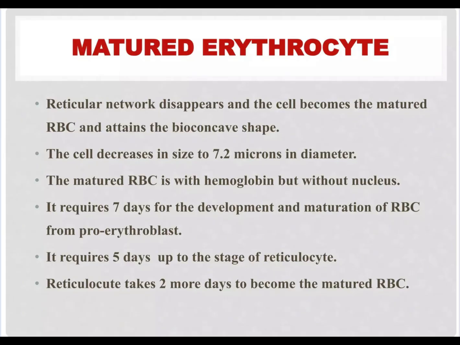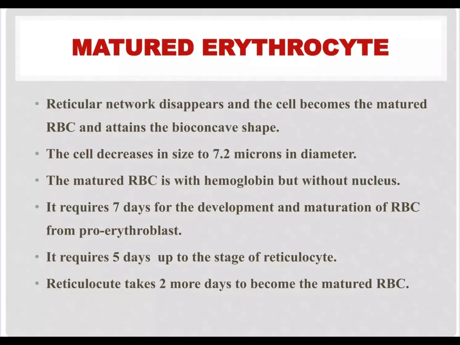One thing you have to take note of: to form a reticulocyte takes 5 days, and to form a mature red blood cell from there takes 2 days. So the total to form a mature red blood cell is 7 days, and the total to form an immature red blood cell is 5 days. You get it now?